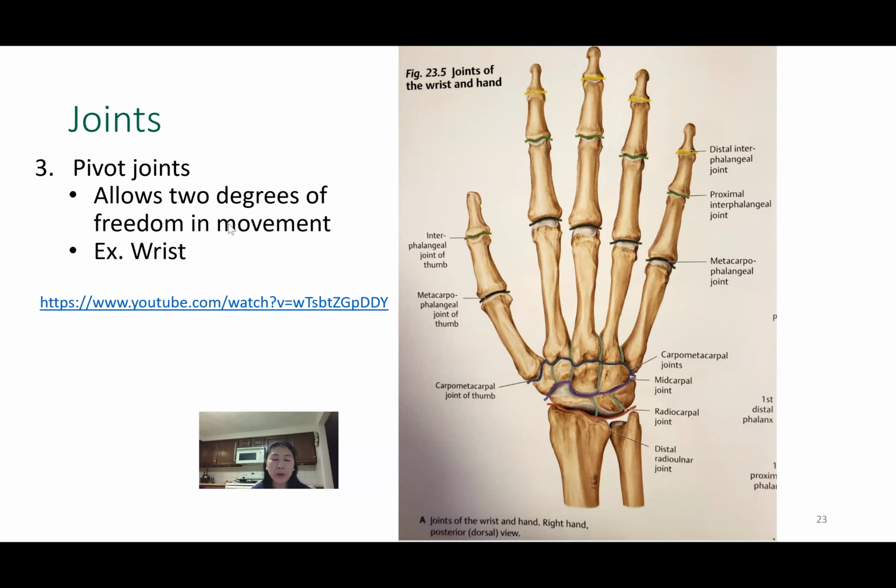The third type of joints by movement is the pivot joints. A good example, I showed you again this picture, but let's look down on the wrist. The wrist allows 2 degrees of freedom of movement. So it can do this, it can also do this. So it's 2 degrees of freedom. It's different than just one plane of movement like this, like your fingers.